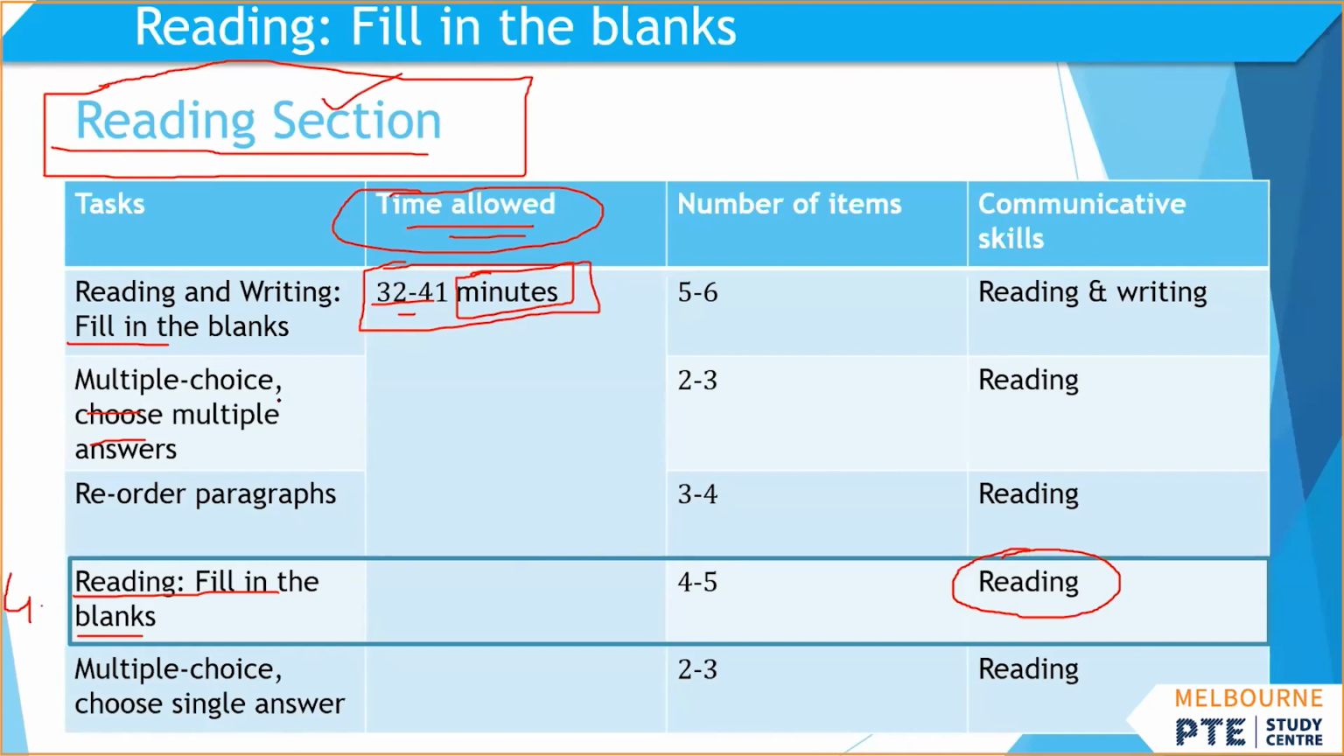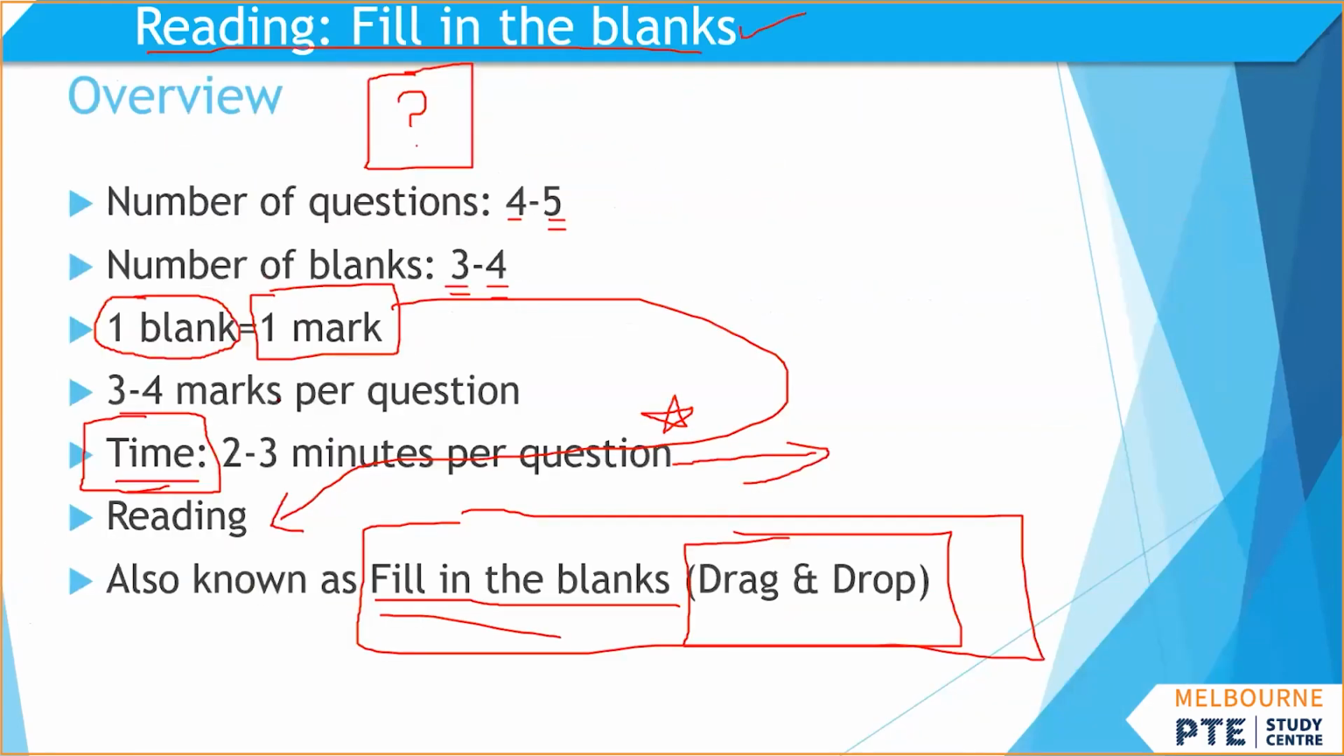Now, what you have to keep in mind is that reading FIB is one of the important topics here. So give, I would say, at least 2 to 3 minutes per question, no more than 3 minutes. Okay, all right, guys. So these were the basics of it.